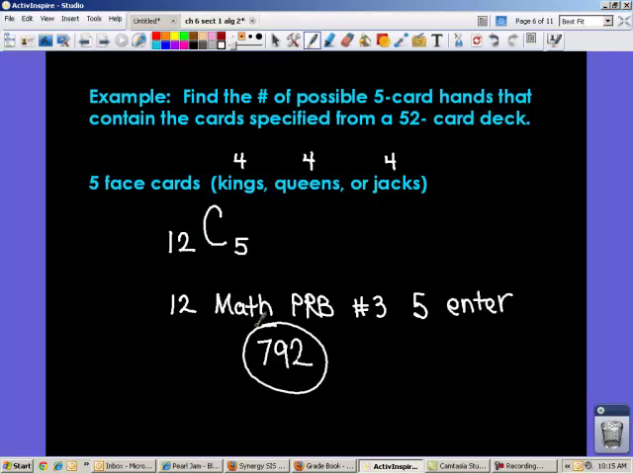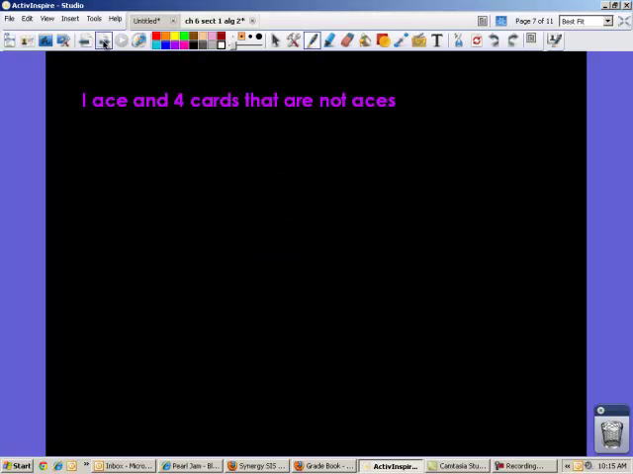So there are 792 possible 5-card hands that would contain 5 face cards in them, kings, queens, or jacks. All right, now here's another example. Let's say we wanted 1 ace and 4 cards that are not aces.